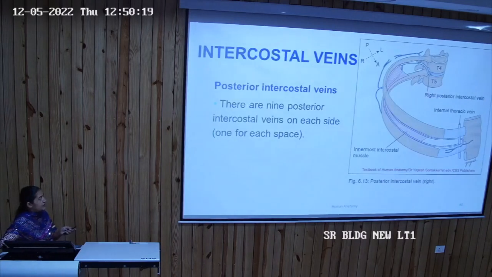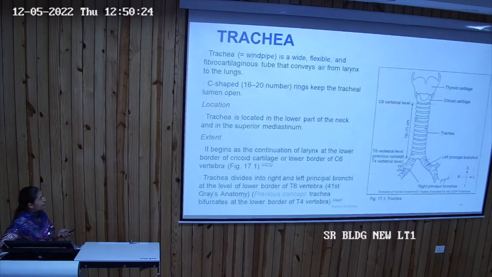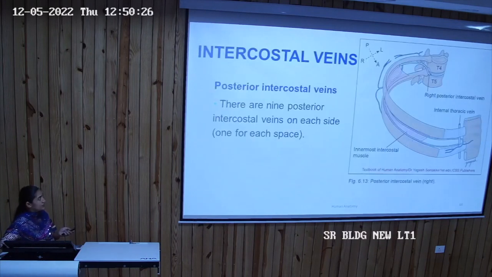Posterior intercostal veins are present on each side and they will be draining into the azygous system of veins. There is a separate lecture for the azygous veins, so they will teach you how these posterior intercostal veins are draining through the azygous system.